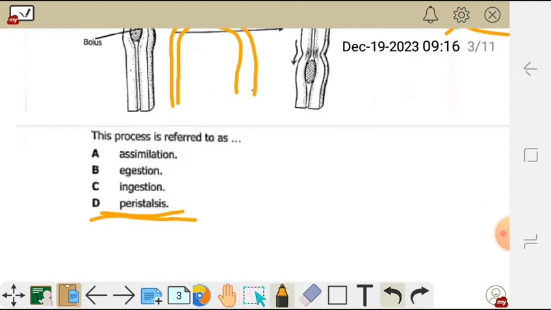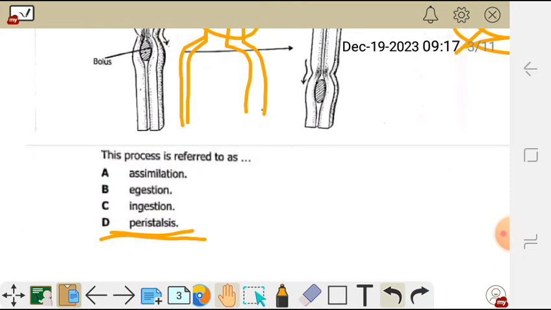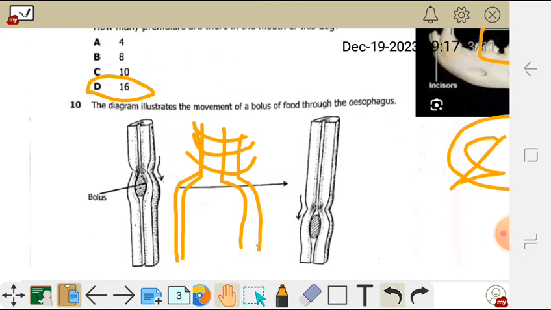D, peristalsis. Assimilation, this is involved now in the use of the nutrients. They are assimilated, that is they are used now in the body. Then ingestion is simply the insertion of food in the mouth. Egestion is elimination of the waste products from the GI, from the alimentary canal. We move on to question 11.